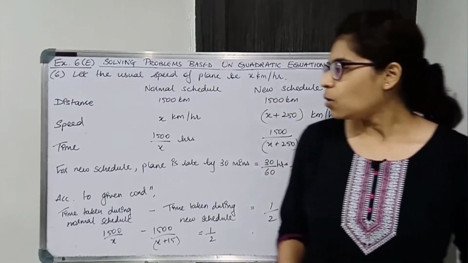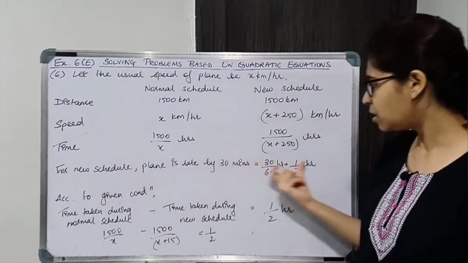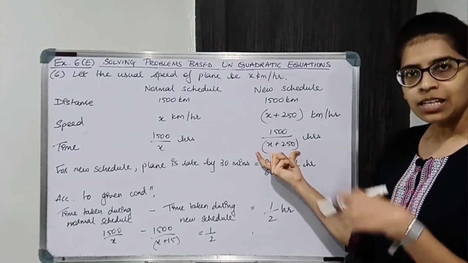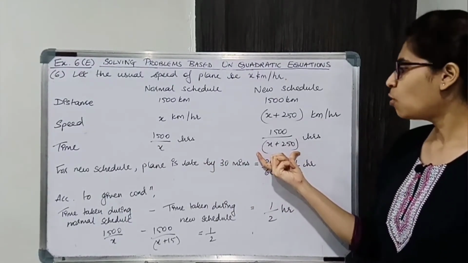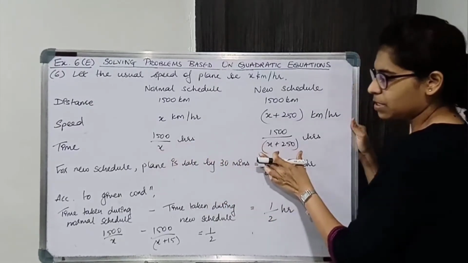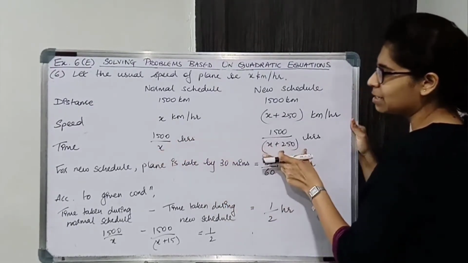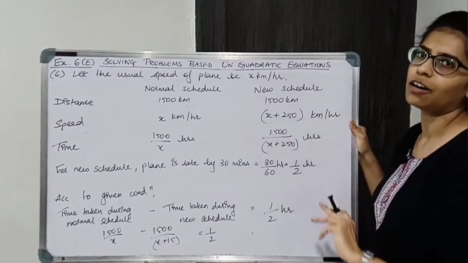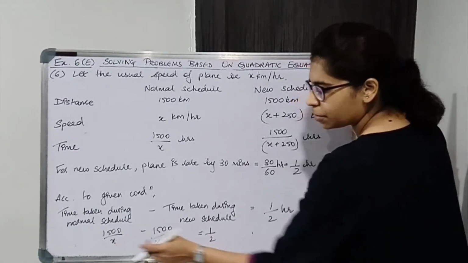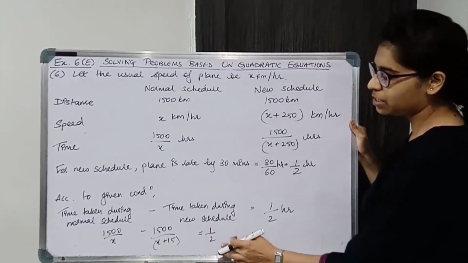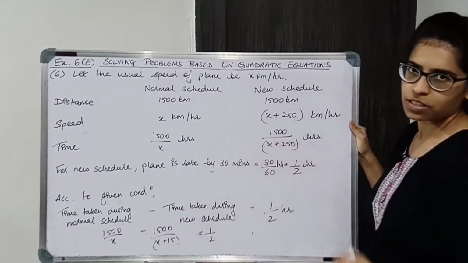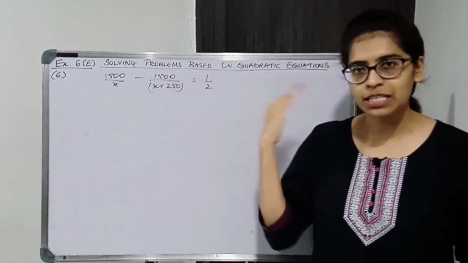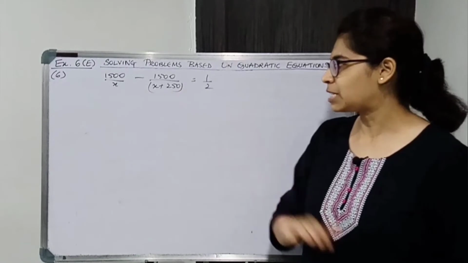Okay. Now coming to the condition part. This is giving you the condition. So here normally it takes more time. Here it is covering in less time because it is already 30 minutes late. So here the time is more, here the time is less. So the time taken in the normal schedule minus the time taken in the new schedule is equal to half an hour. The time difference is half an hour. Okay. So 1500 upon x minus 1500 upon x plus 15 is equal to half. Now we'll solve this. So by mistake I wrote 15 over here. Okay, it is 250. The speed is increased by 250. So I made a mistake earlier.